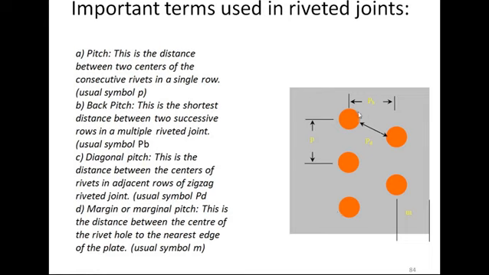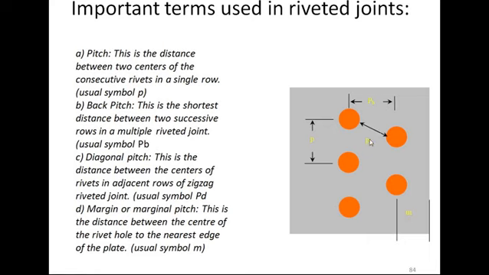The next one is PB. This is called the back pitch. So this is the pitch and this is the back pitch. It is the shortest distance between two successive rows in a multiple riveted joint. Whenever there is a multiple riveted joint, this is the distance between two successive rows. So this is one row and another row; the distance in between these two rows is called PB.